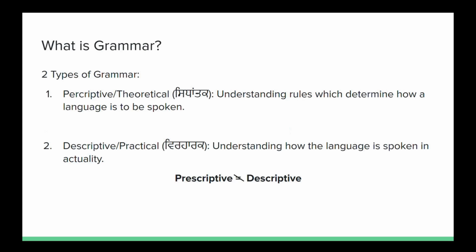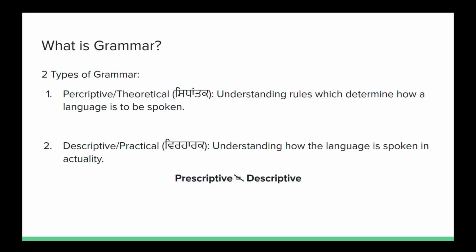So what is grammar is a very important thing that we need to know. There are two types of grammar. One is prescriptive, the other is descriptive. And I kept the Punjabi words here as well, Siddhantic and Virharik. Prescriptive grammar is the rules. It's a theory. It's a science. Descriptive grammar is the actuality, the art. You can think of it that way, as prescriptive being the science and descriptive being the art. The science being the rules and the art being the application of those rules.